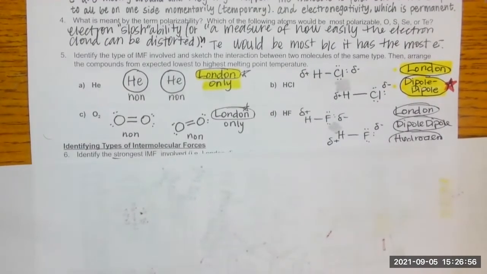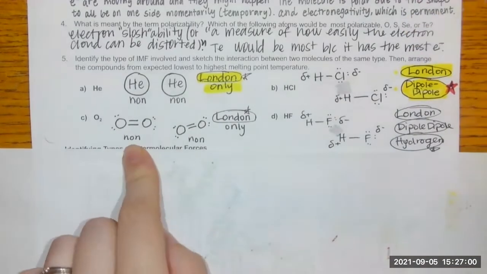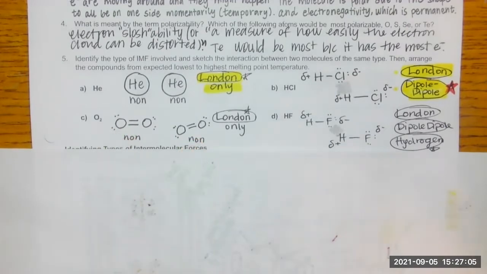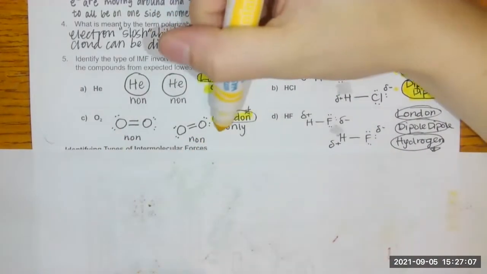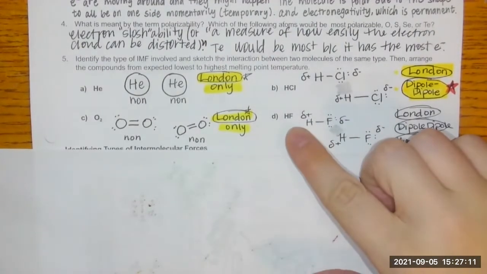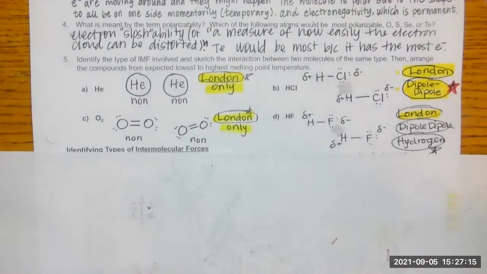For part C, I drew some oxygen molecules. They're both non-polar. Nothing's happening here. So our one and only intermolecular force would be London. On HF, I could just write the word London because everything has London, but then check and see if there's anything else.